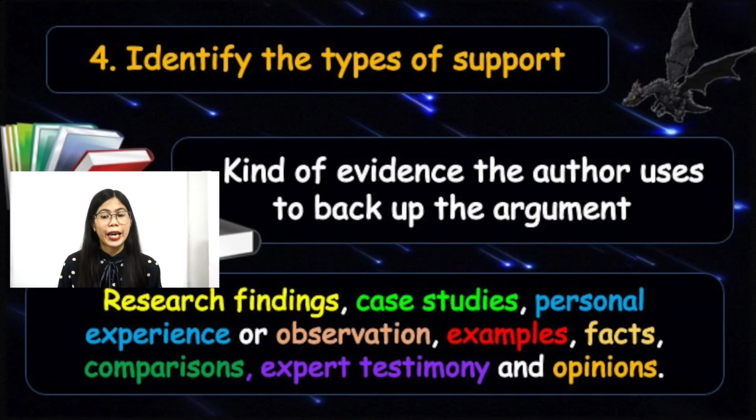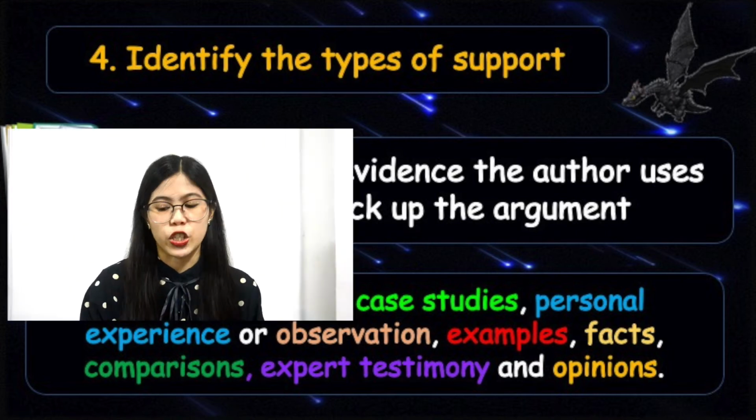Another way to evaluate an author's argument is to identify the types of supports. This is the kind of evidence that the author uses to back up his or her argument. Examples of the supports the writer uses are research findings, case studies, personal experiences or observation, examples, facts, comparisons, expert testimony, and opinions. So always remember that an argument without evidence is total trash.